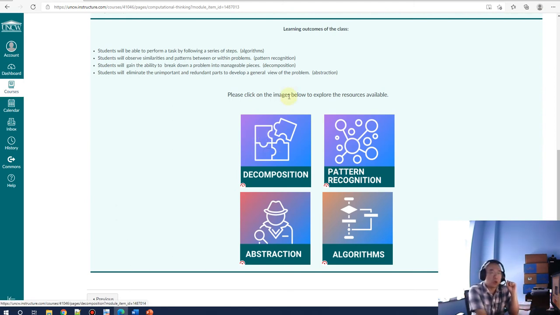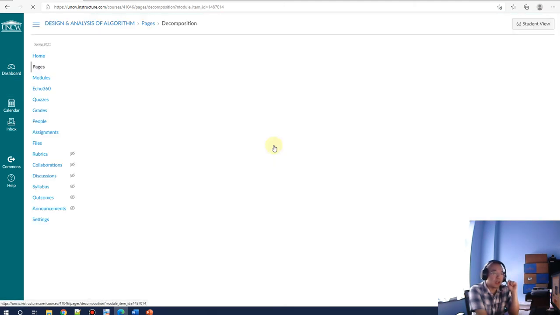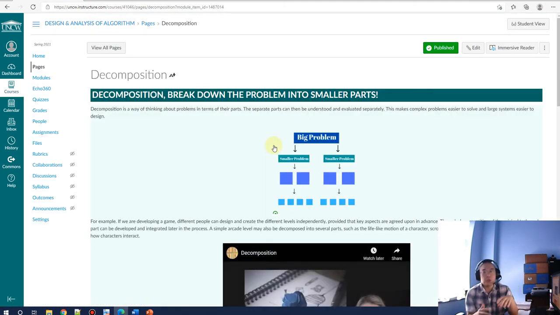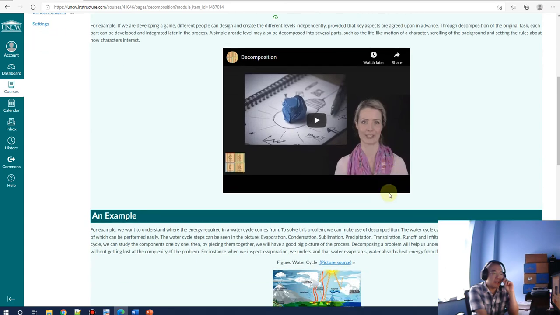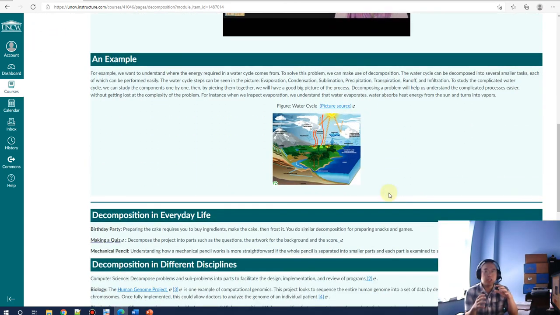So if we want to go to the decomposition, we can go here, and this will bring you to the decomposition page, and it will explain what decomposition means. Then we move on, and there is a small video talking about the concept of decomposition. And if we move on, we want to give you a few more examples: a complicated STEM example, plus some everyday examples.